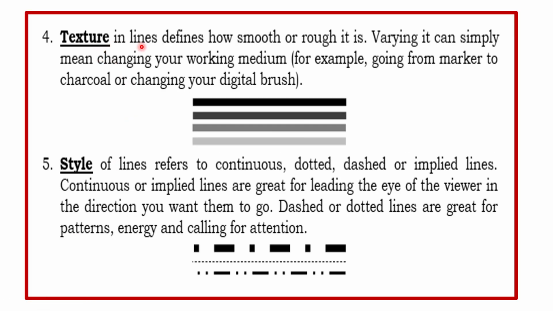Texture. Texture in lines defines how smooth or rough it is. Varying it can simply mean changing your working medium, for example, going from marker to charcoal, or changing your digital brush. Style. Style of lines refers to continuous, dotted, dash, or implied lines. Continuous or implied lines are great for leading the eye of the viewer in the direction you want them to go. Dash or dotted lines are great for patterns, energy, and calling for attention.